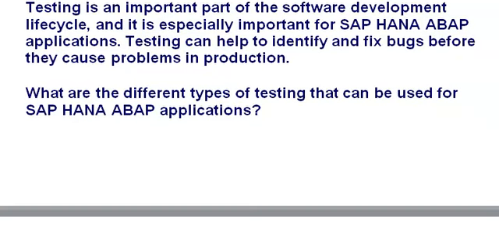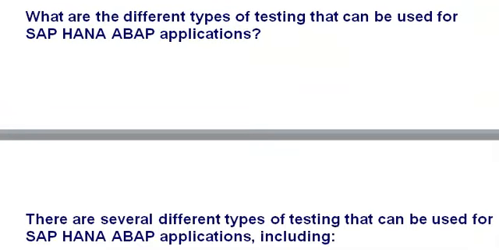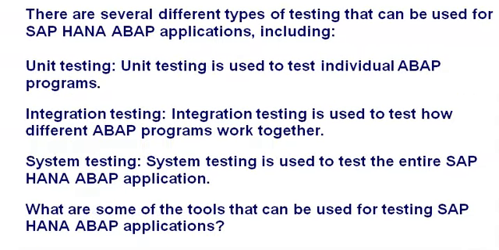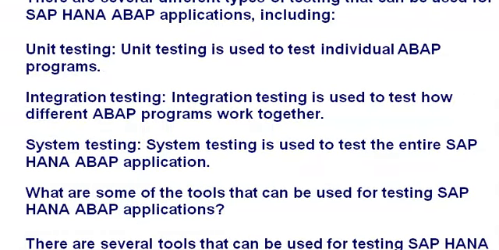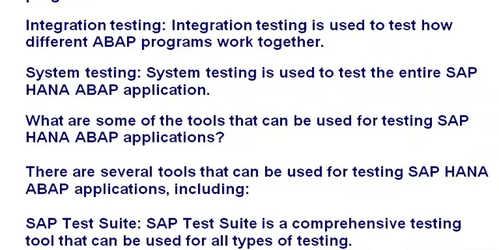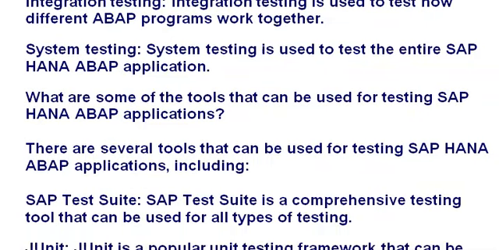So what are different types of testing that can be used for HANA ABAP applications? Now we have got unit testing. Unit testing is used to test individual ABAP programs. Integration testing is used to test how different ABAP programs work together. System testing is used to test the entire SAP HANA ABAP application.